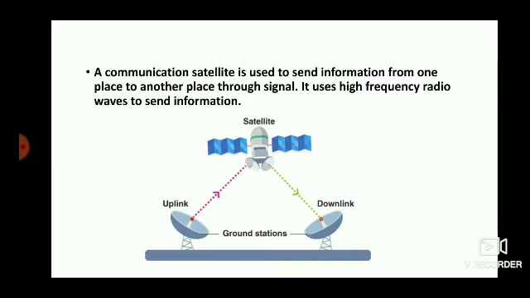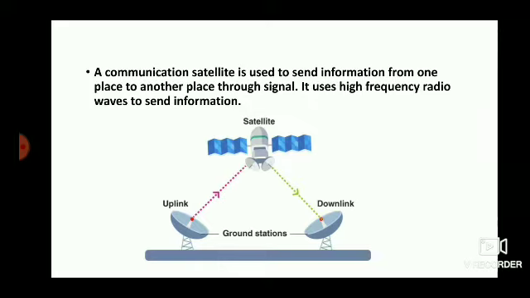A communication satellite is used to send information from one place to another place through signals. It uses high frequency radio waves to send information. You know, students, satellites are mainly used for communication. And communication may be via any medium.